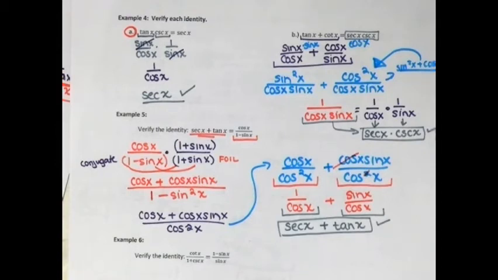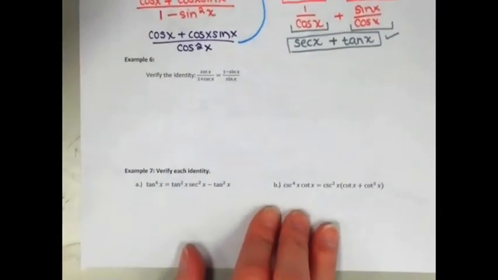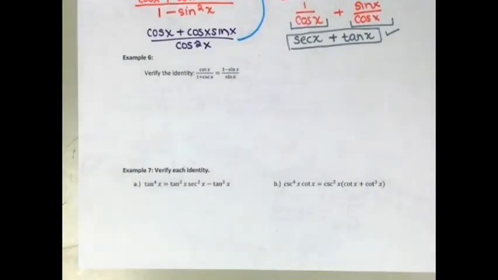Verify cotangent x over 1 plus cosecant x equals 1 minus sine x over sine x. You can't see it yet? Well, it's on your paper. All right, which one's more complicated? Is the addition in the denominator harder than the subtraction in the numerator? Or is it vice versa?